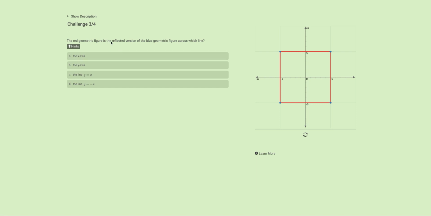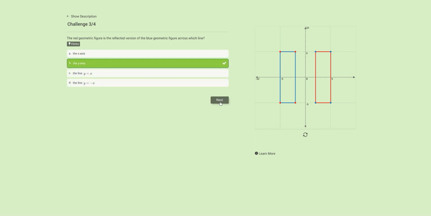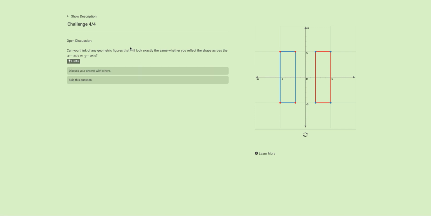The red geometric figure is a reflected version of the blue geometric figure across which line? So let's get our guys back together, all right, just so we can see this a little clearer. So the red geometric figure is the reflected version of the blue geometric figure across which line? Looks like it's going to be the y-axis, all right? Nice. And then the last one is just an open discussion.